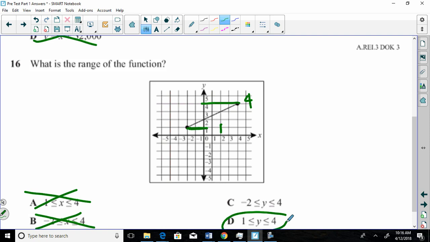Do you see how they're trying to trick you? Because range is up and down. They're like, oh, they're going to think it's side to side, but that would be your domain. Your range is like the smallest Y, the biggest Y. Does that make sense?